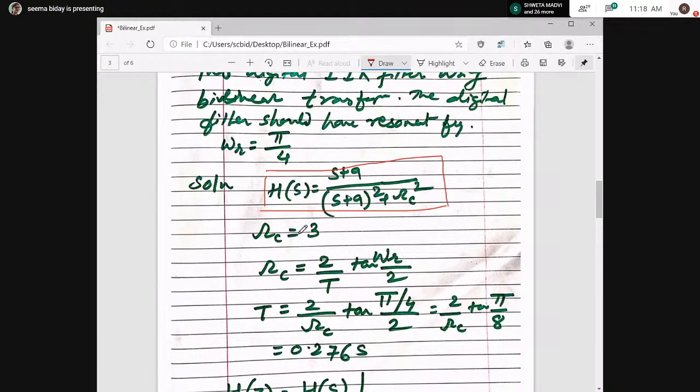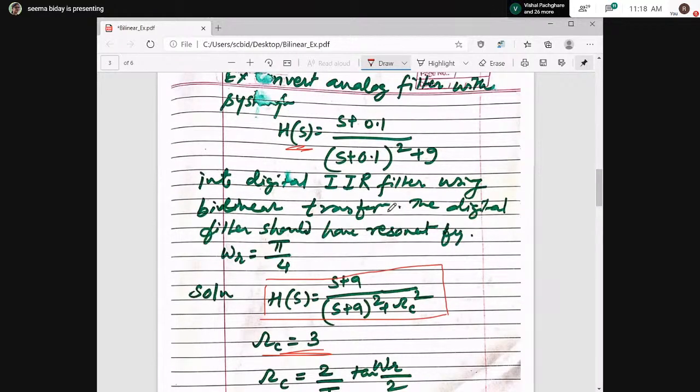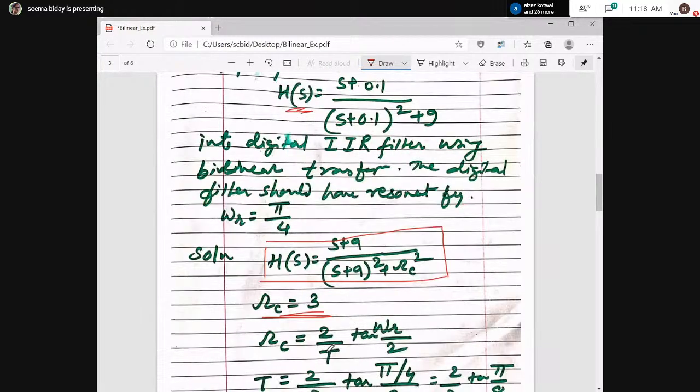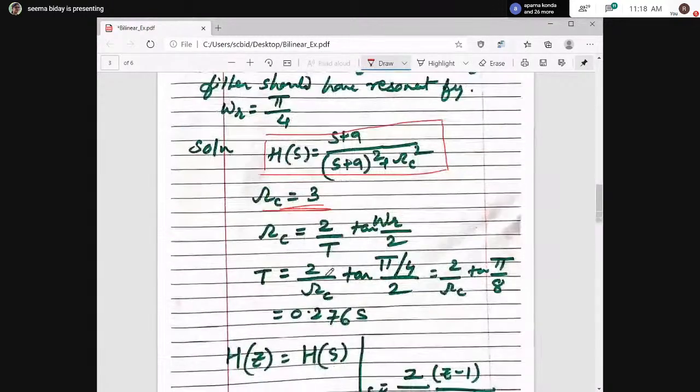Now, what is omega c from this equation? If we use this generalized H of s, omega c equals 3 radian. See, this is 9, 3 square is 9. So you get 3 radian per sample. Oh, sorry, this is the analog frequency, so 3 hertz, right?